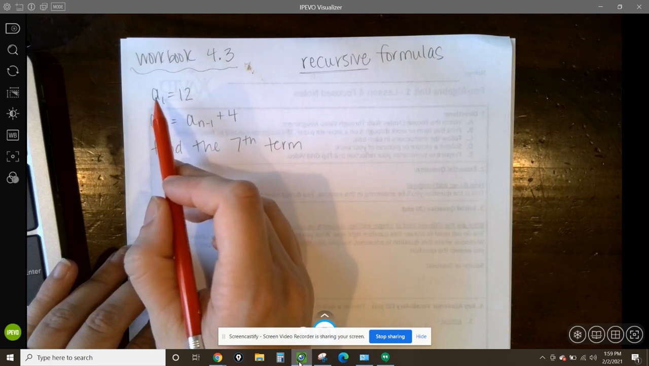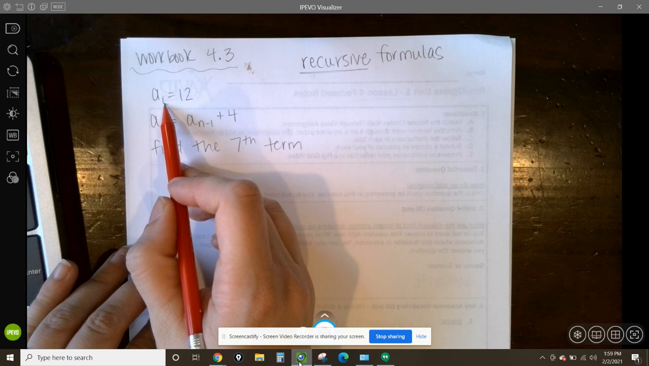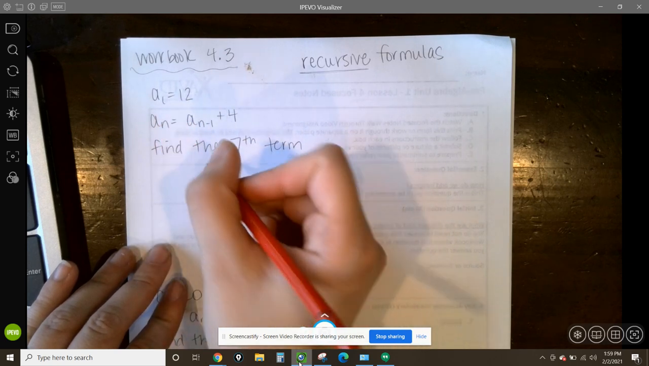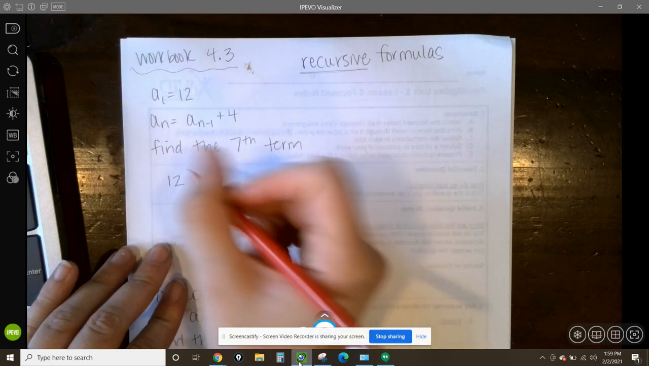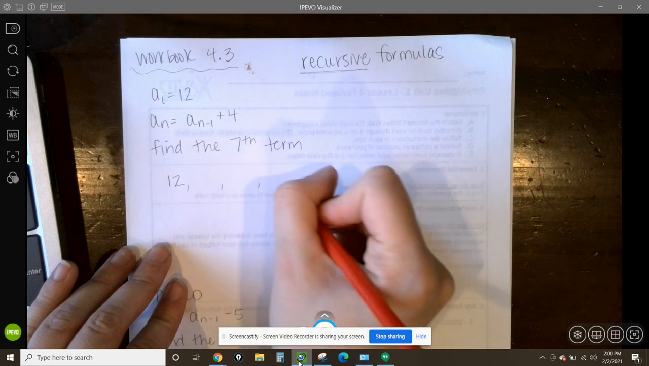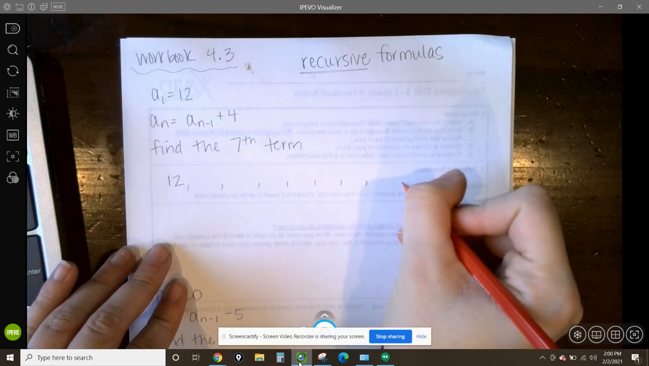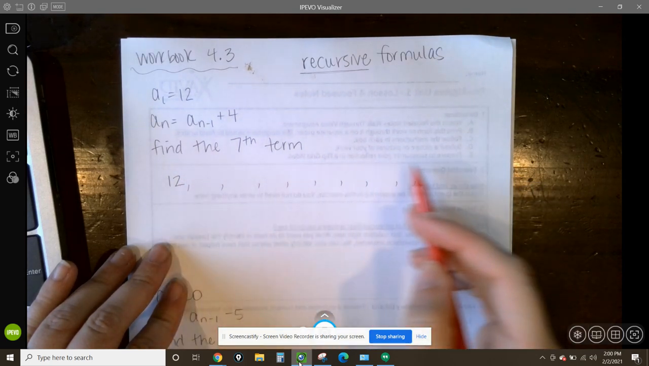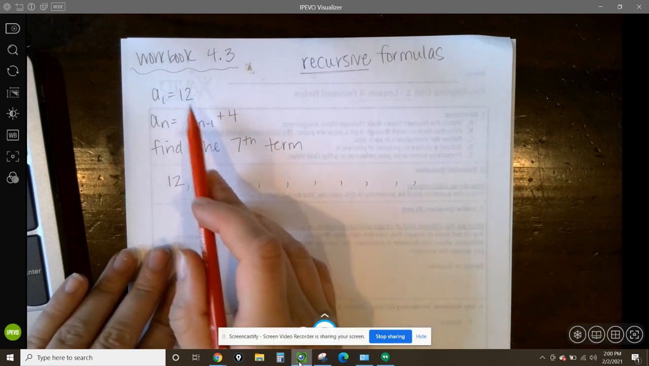A2 would be the second, A3 would be the third. So they're telling you that the first term is 12. I'm going to write that down. We're trying to make a list here of a bunch of terms, like a big, long list of numbers. So the first one's 12.